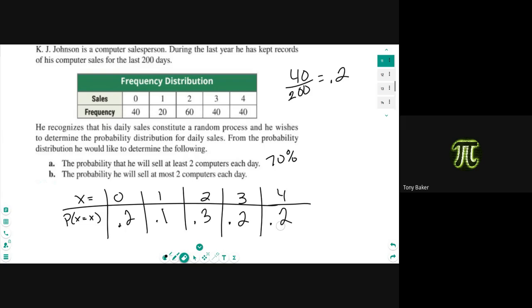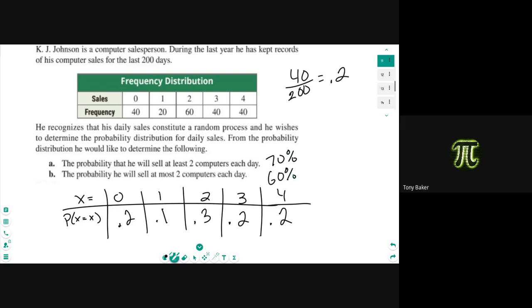What's the probability that he will sell at most 2 computers each day? Which ones am I going to add up for this one? Also include the 2, yes, because it says at most 2. 0, 1. Right. So we're going to be at 60%.